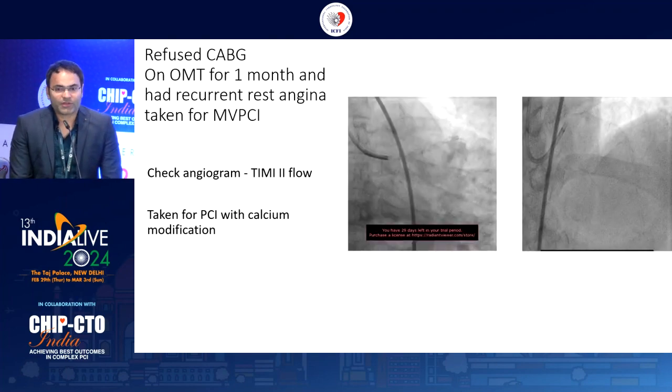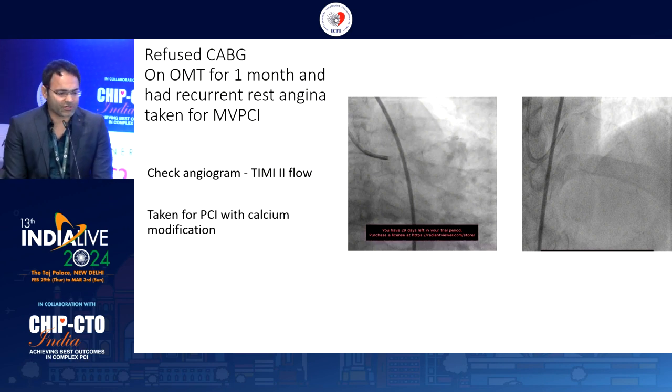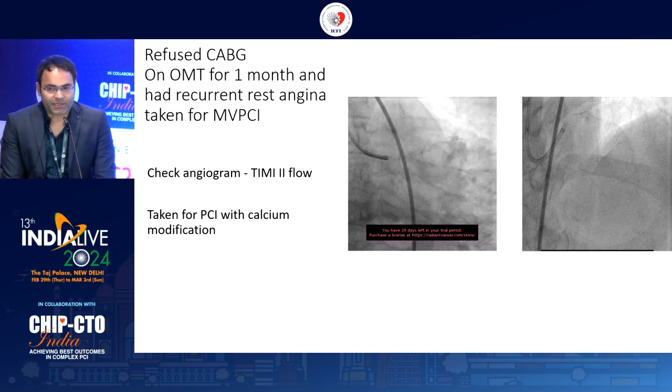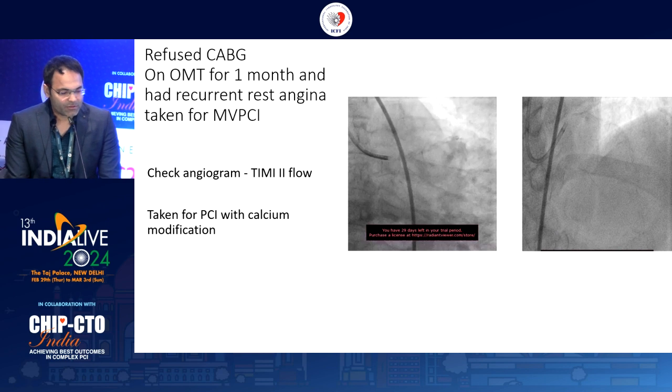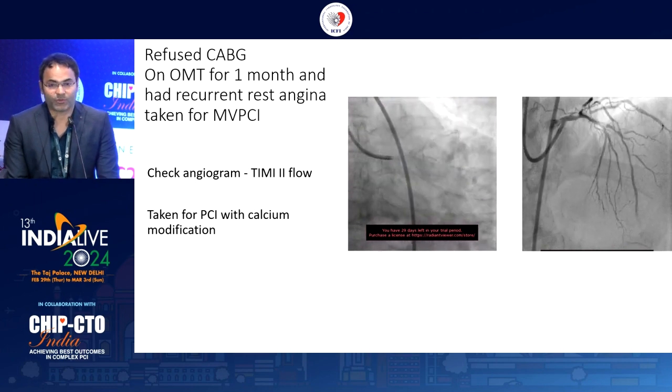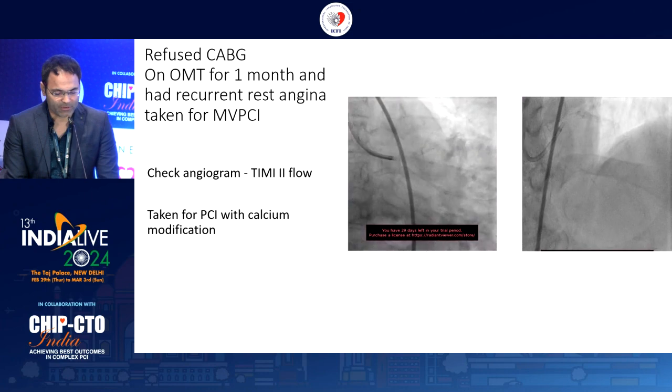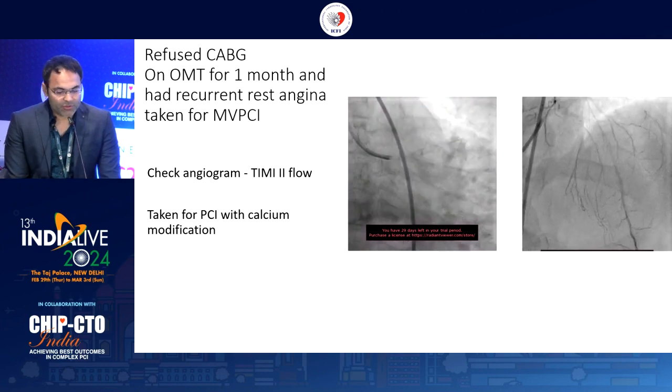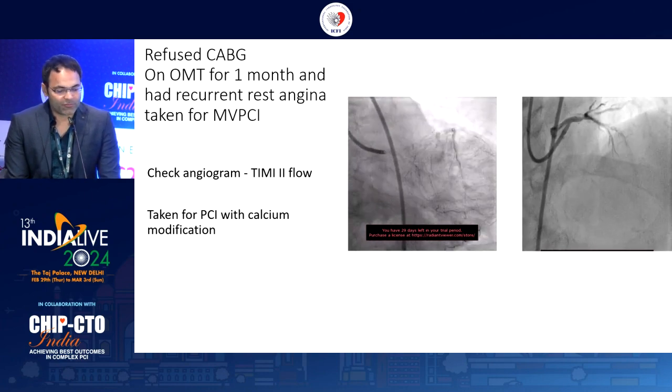Following 1 month, he had a recurrent rest angina, and now we are left with an option of obviously doing something. They were reluctant for CABG, and then we went ahead for a multi-vessel PCI. With appropriate strategies, an angiogram was taken, and this is what is to be noted. Again, there is a decreased flow in LAD which was not there 1 month back even on optimal medical treatment. So a reduced TIMI 2 flow in the LAD.